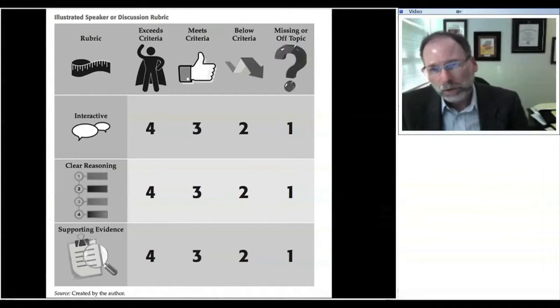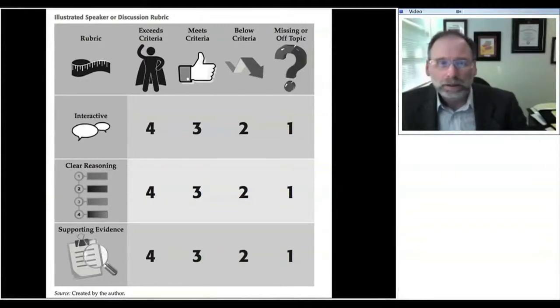I'm showing a chart right now, which you're probably wondering, why is this up here? Well, this is a kind of discussion rubric, or a way that a student who does not speak the language well can provide some feedback and evaluation on the lesson. We have several criteria here. First of all, let's talk about the rubric.